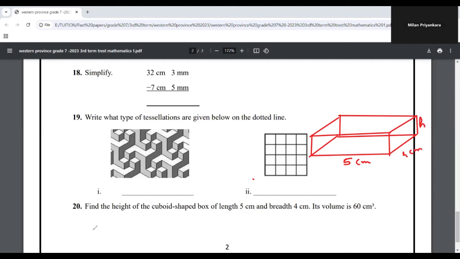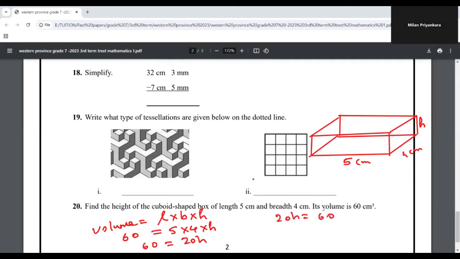Now volume is equal to length into breadth into height. So length is 5, breadth is 4, and the height is h, and the volume is 60, right? So I can do it like this. 60 is equal to 20h, right? Now 20h is equal to 60. You can divide both sides by 20, and then you get h is equal to 3 centimeters, right?